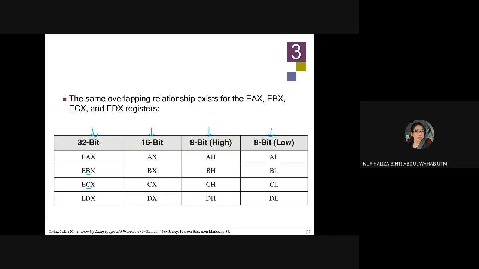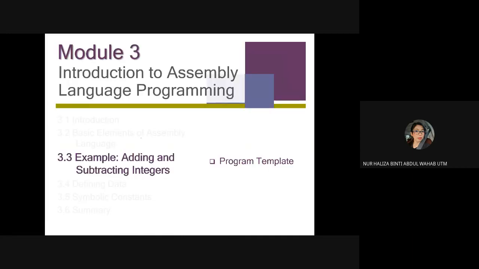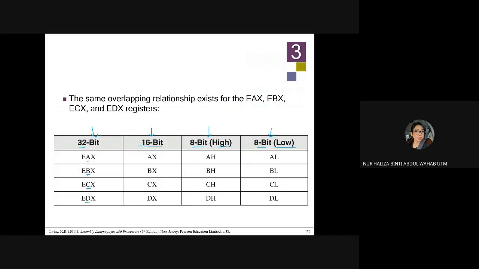Okay, sorry. So you can see A is accumulator, B for your base, C for your count, D for your data. So this is all register only in terms of how many bits: 32 bits, 16 bits, 8 bits, 8 bits for high and 8 bits for low. And that is under the elements of your assembly language.